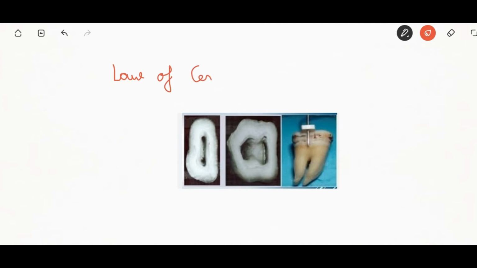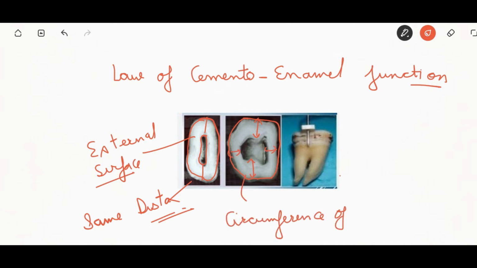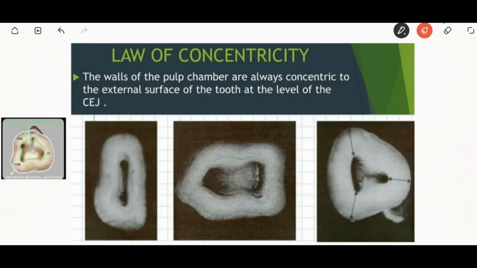Second is the law of the cemento-enamel junction, which states that the distance from the external surface of the clinical crown to the wall of the pulp chamber is the same throughout the tooth circumference at the level of the cemento-enamel junction. Third is the law of concentricity.